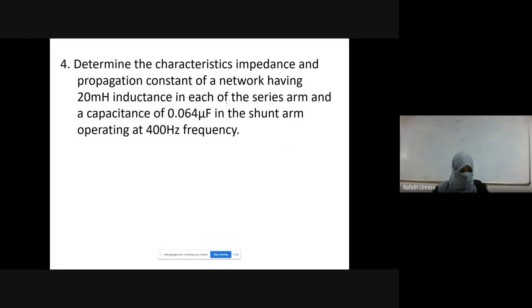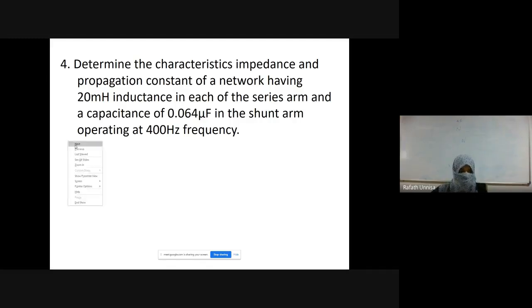We will assume in the question it is given a T network only, having 20 millihenry inductance in each of the series arm and a capacitance of 0.064 microfarad in the shunt arm, operating at a given frequency. So there is some twist in this particular problem. Frequency has been given. So let us try to attempt this problem.